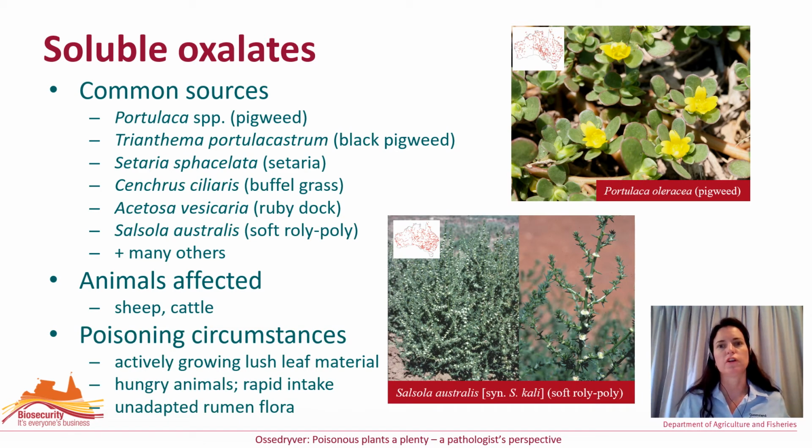Soluble oxalate concentrations are greatest in young, actively growing leaves, and like nitrates, their concentrations can be substantially boosted by soils high in nitrogen from fertilisation or manure, which is readily built up in and around stockyards. Hungry animals that eat large amounts of hazardous plants quickly are the most likely to be poisoned, while animals that have had previous access to below toxic amounts of soluble oxalates will have adaptation of their rumen bacteria, allowing them to safely eat plants that would otherwise be poisonous.